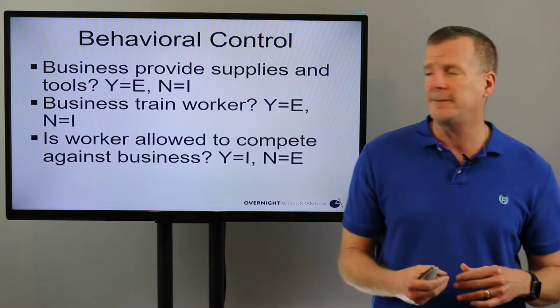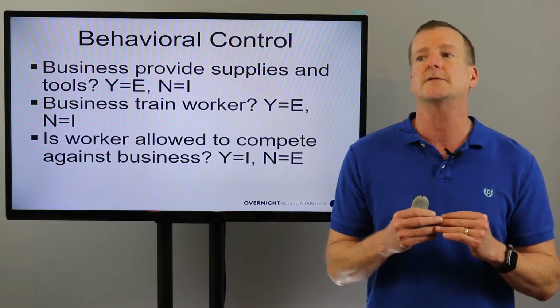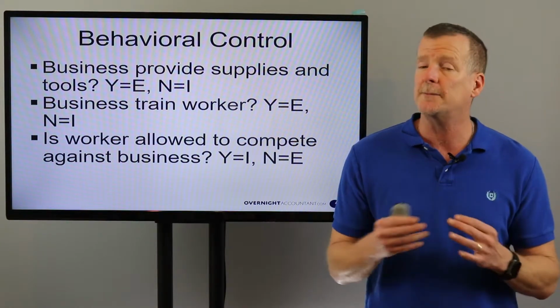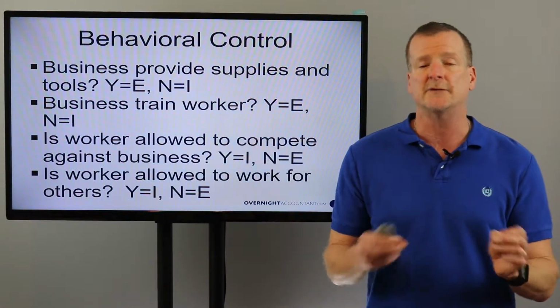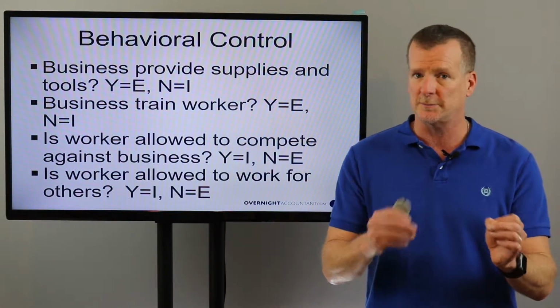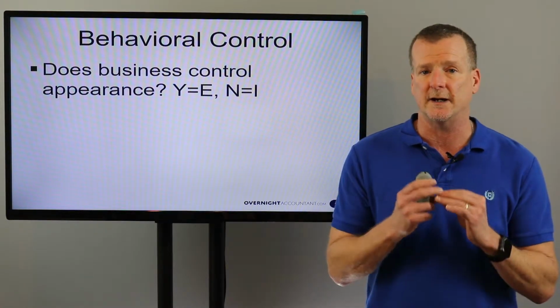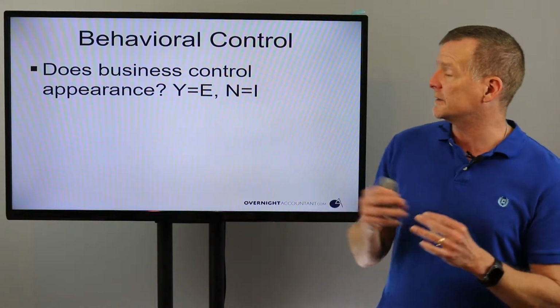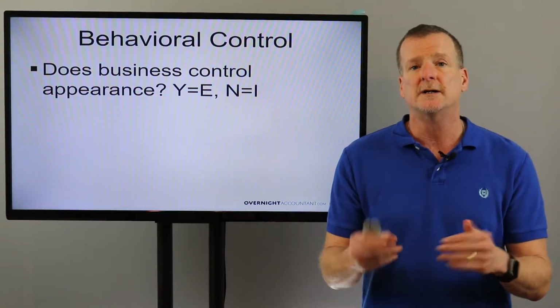Is the worker allowed to compete against the business? Are they really in business for themselves? Are they allowed to go out and compete against you for the same type of customer? If they are, that's great. Are they able to work for a competitor? If they're able to work for the competition as well as do that particular job, more likely they're going to be an independent contractor. Finally, maybe not finally, but does the business control the appearance of the worker?